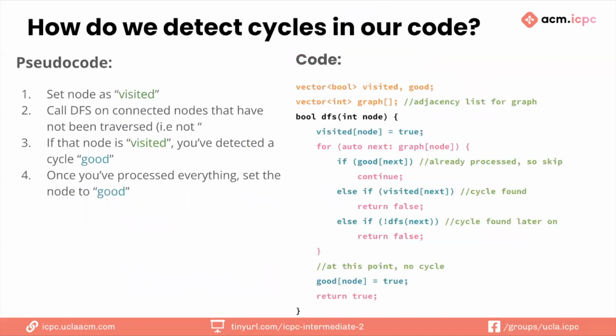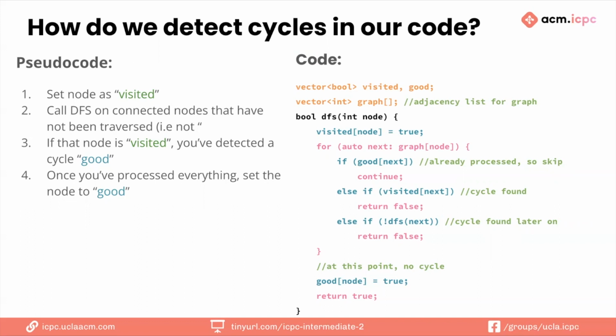So in code, I've written these 4 steps here. You set your current node as visited. You call DFS on all your connected nodes, i.e. the ones that are not visited or not good. If the node you're going to is visited, you've detected a cycle. You can return, in our case, false. We return false if there is a cycle, true if we haven't found one. And then once you've finished DFS for that node, you will set the status of that node to good. Again, good means we haven't detected any cycles from that node, so we don't need to consider it ever again.